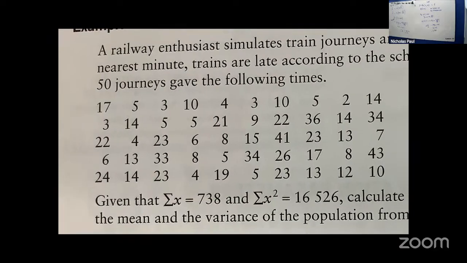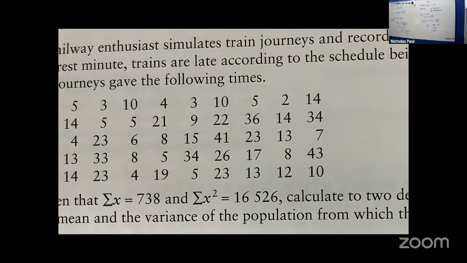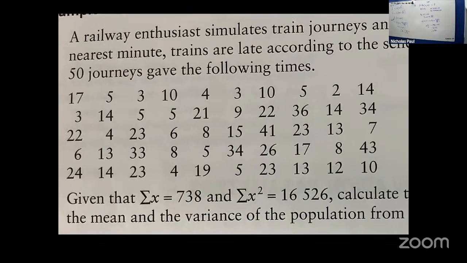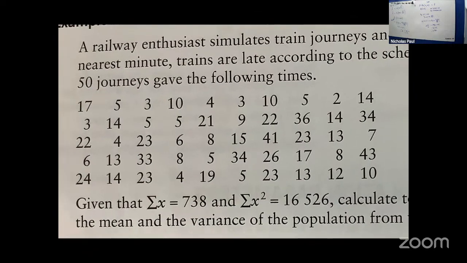But look at what they gave you. They gave you sum of x, and a random sample of 50 bars. So they were nice to you and gave you sum of x and sum of x squared. So just choose the right formula to find the variance. I won't take long, right?